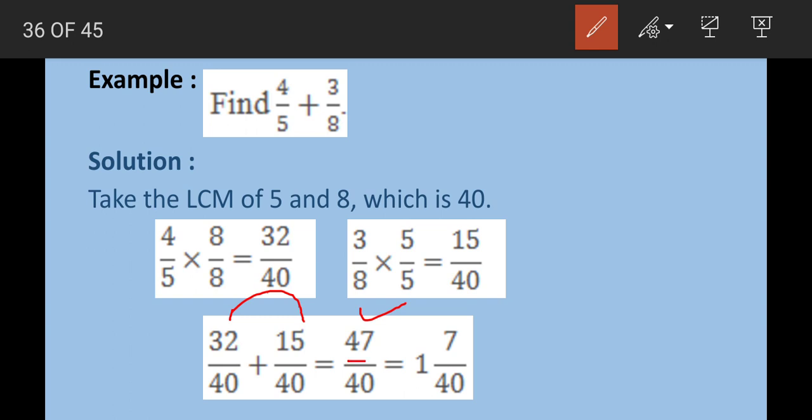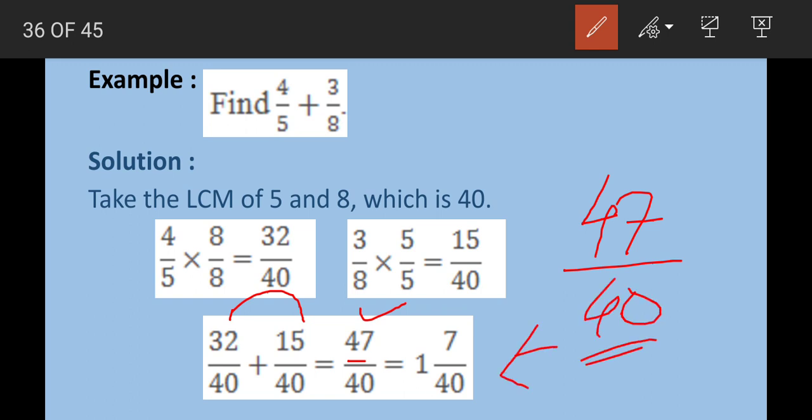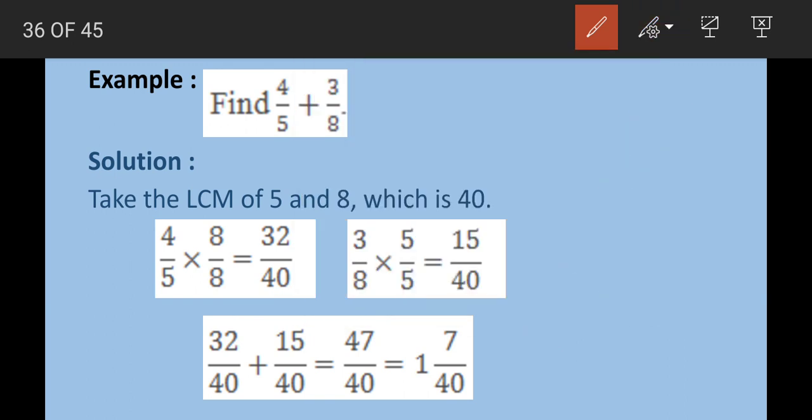We can convert an improper fraction to a mixed fraction with the help of division. If we divide 47 by 40, we get the mixed fraction 1 full 7 by 40. As 1 times 40 is 40, we get 7 as the remainder, so it becomes 1 full 7 by 40. Clear?